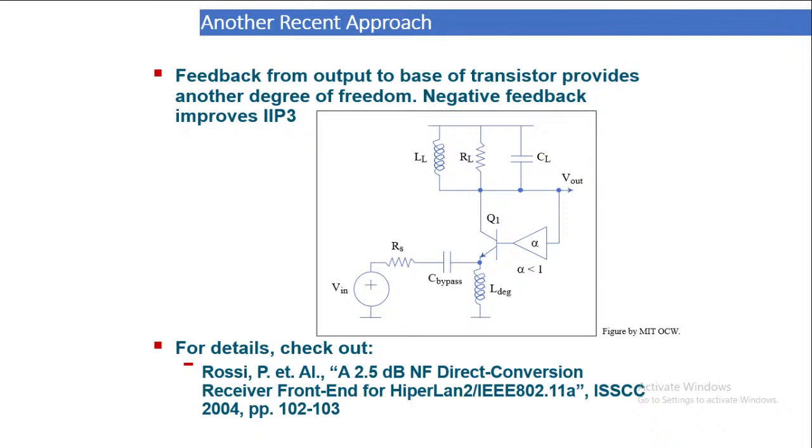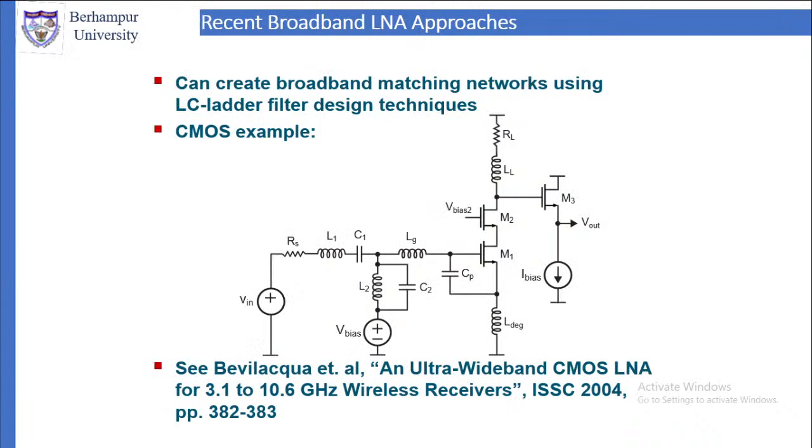Another approach, forget this. This is not required. And now, can we create a broadband matching network using an LC ladder filter? LC ladder means you have an LC and then you have another LC, then you have another LC, and these are connected like a ladder. So that is what an LC ladder filter is, a ladder filter design technique.